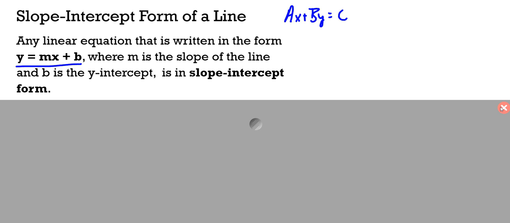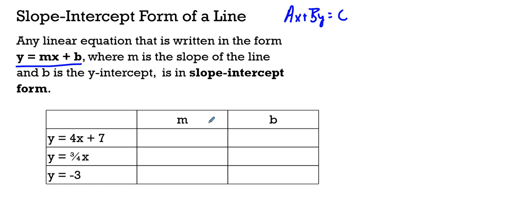So let's take a look at this table. We've got three different equations written in slope-intercept form. In this first one, if I wanted to find the slope, I've got y by myself and no exponents on the variables other than 1. So whatever's being multiplied by x is my slope. In this case, the slope is 4. Just as a reminder, that's the same as 4 over 1. Anytime you've got a whole number, you can write it as a fraction over 1.